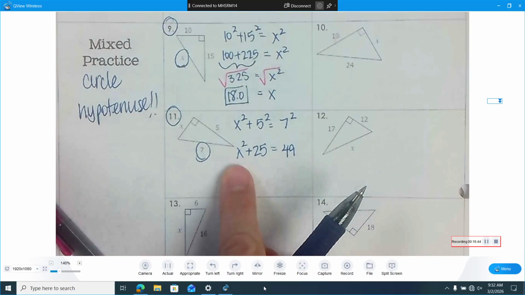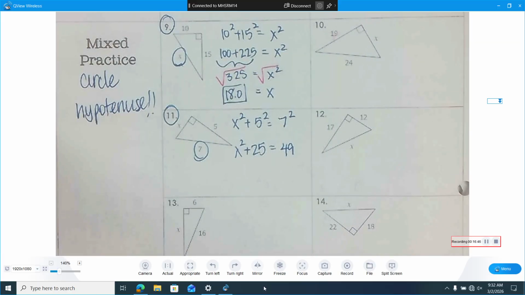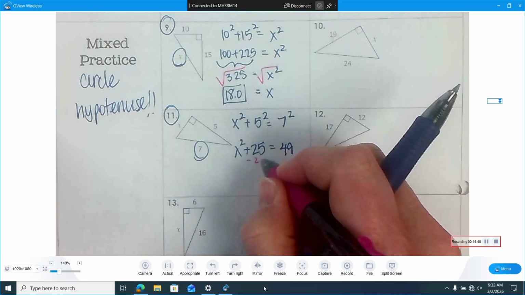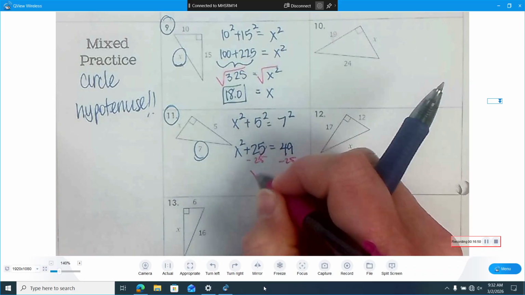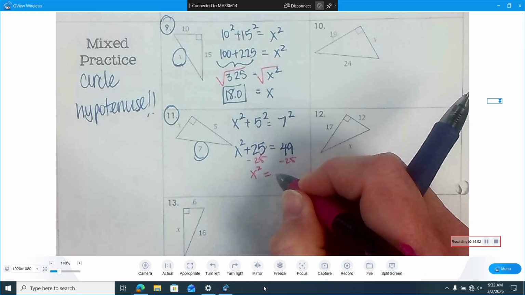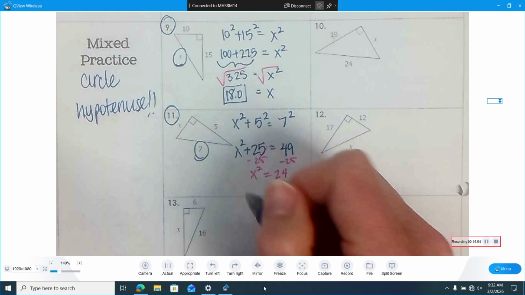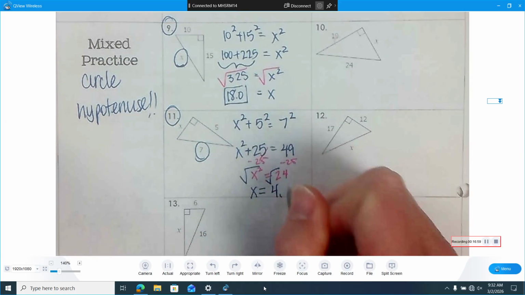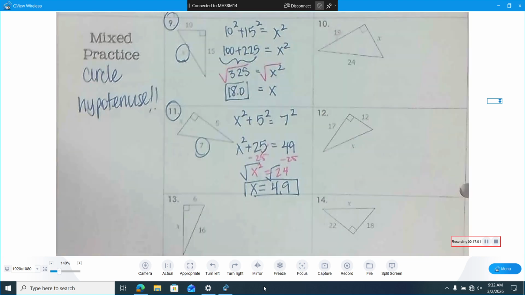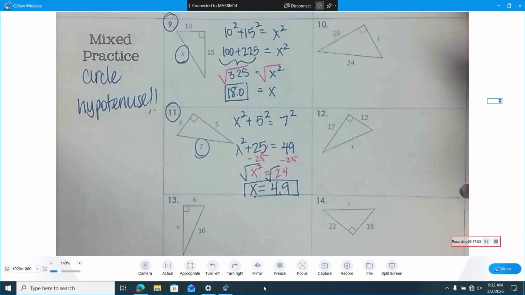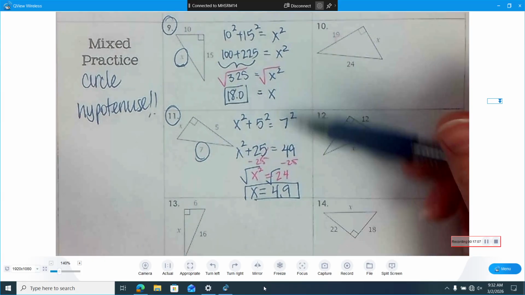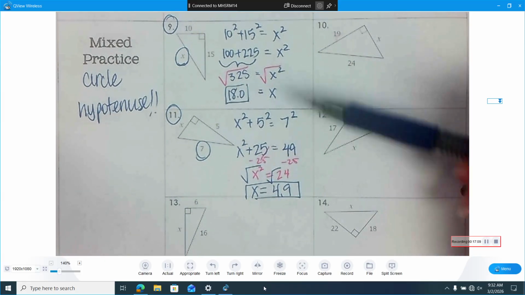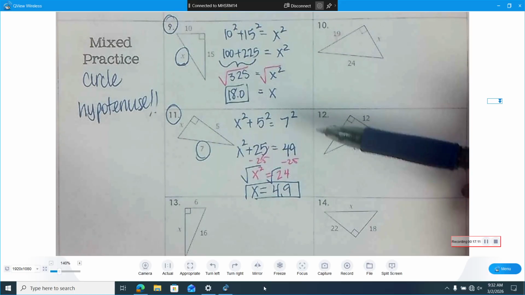What do I have to do to get x by itself? Minus 25, very good. So we get x squared equals 24, and then we would square root both sides, so we get x equals 4.9. Very good. Now, the very last thing we have to talk about, questions. Raise your hand if you got both of these correct. Okay. All right. Nice work.